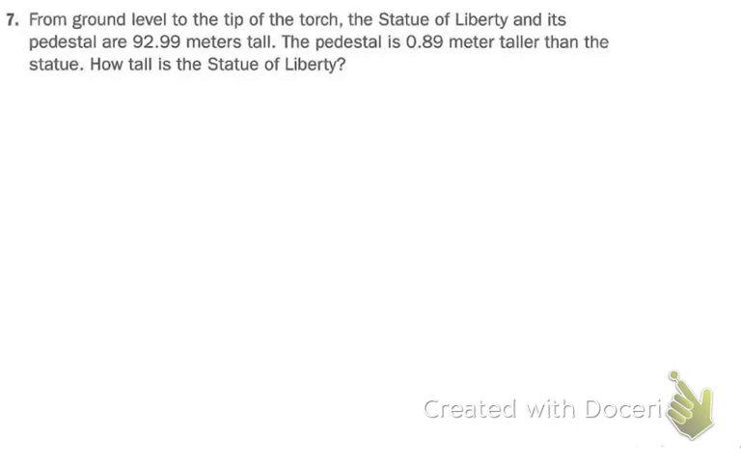Alright, number 7. Take a moment to try this one first. Hit pause and try it, and I'll reveal your answer in just a moment.